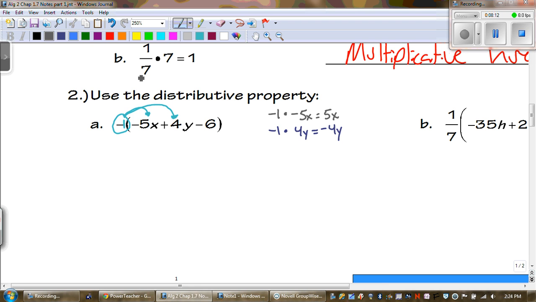Okay? And the last time we multiply, so we got negative 1 times negative 6. Negative times negative is positive. Okay? So our final answer that we would need to write down, well, that would be 5x minus 4y plus 6. Okay?